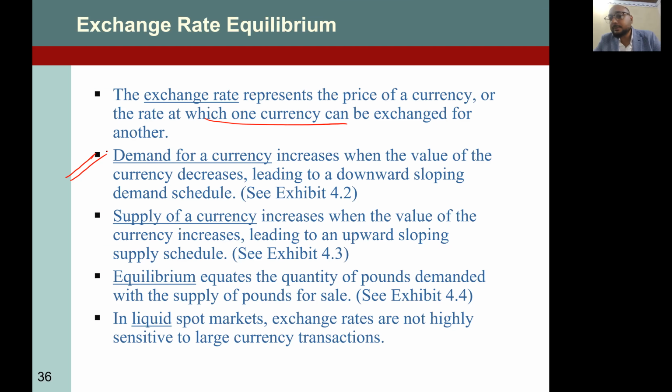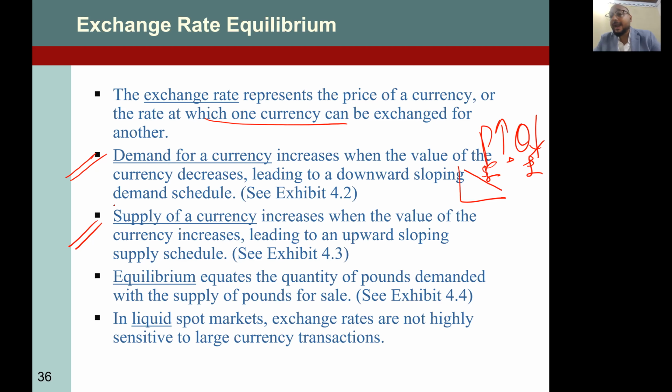What is the demand for currency? Demand for currency increases when the value of the currency decreases. Recall the law of demand. If price increases, quantity decreases. Right? So if the dollar price increases, demand for the dollar decreases. So that's why the demand for the dollar is downward sloping. If we talk about the pound, if the price of the pound increases, the quantity of pounds decreases. Which quantity? Quantity demanded.